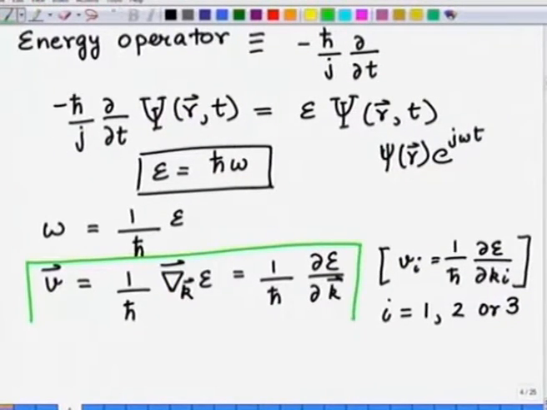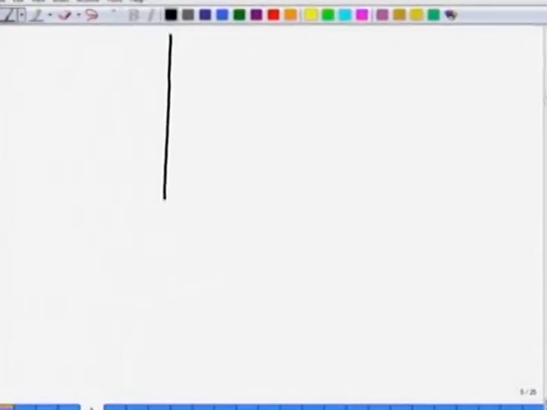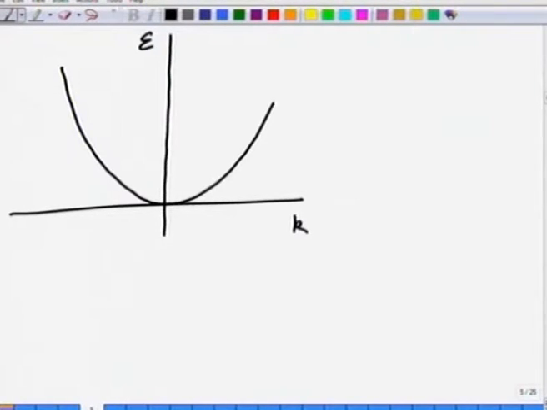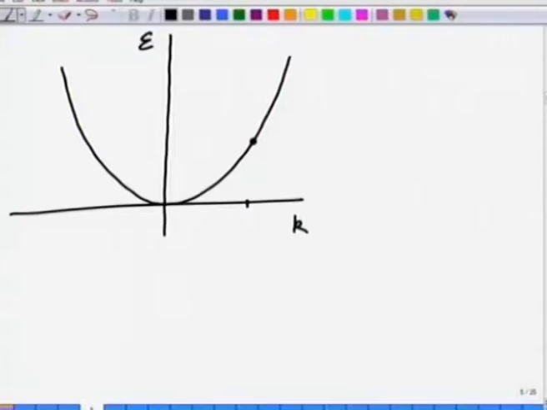That is very important. What does that tell you? If I have an E versus k curve, and an electron occupies a particular k site, its velocity can be determined through the slope of the E versus k curve. The slope of the E versus k curve tells us the velocity. Notice what we are trying to do: at the end of the day, we have an energy versus k relationship.